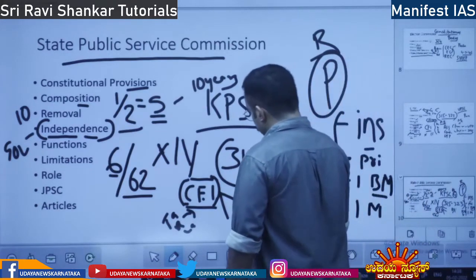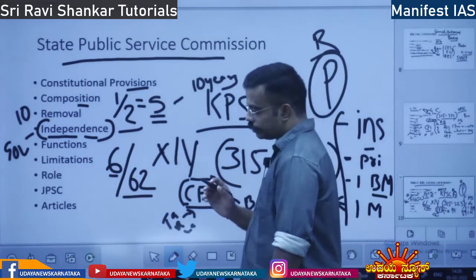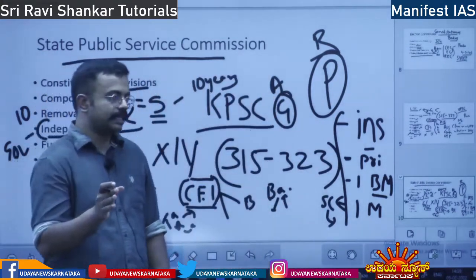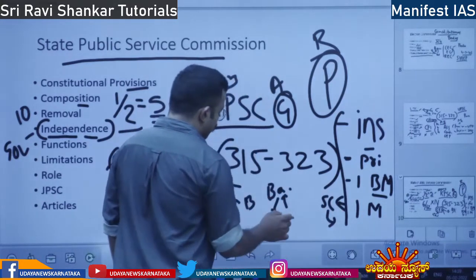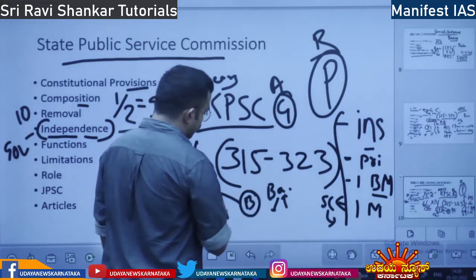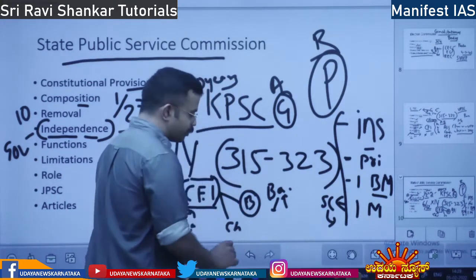One is budget. In budget, the government says this much money is needed for this ministry. So they place the demand for grants. You can understand demand for grants as an instrument of budget. Via budget, money can be taken. And also the second way is charged expenditure.